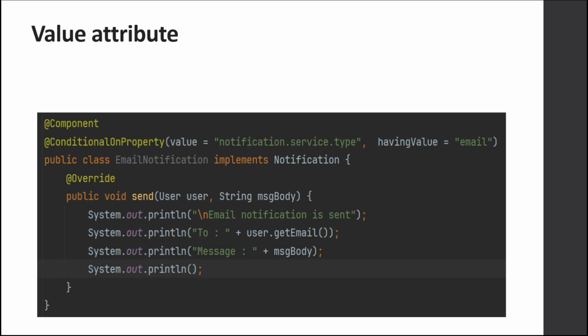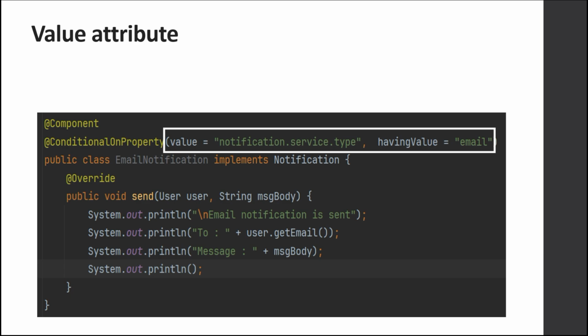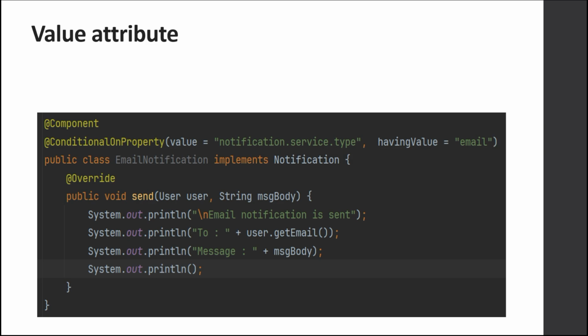The value attribute can also be used in conjunction with the havingValue attribute. So here in the screenshot, you can see that we have a class named EmailNotification, and on this class we have applied the @ConditionalOnProperty annotation. In the @ConditionalOnProperty annotation, we are using two attributes, value and havingValue. In the value attribute, we are providing the name of the property, and in the havingValue attribute, we are providing the expected value.